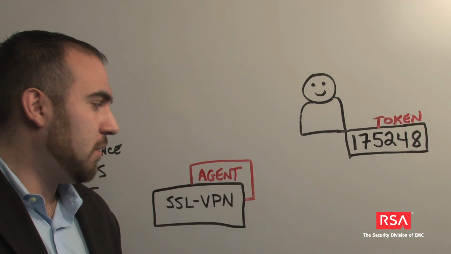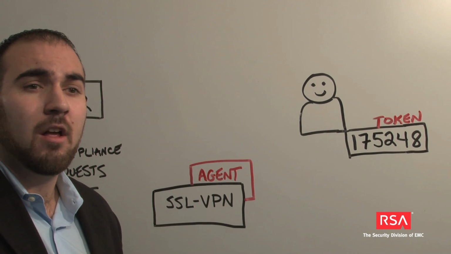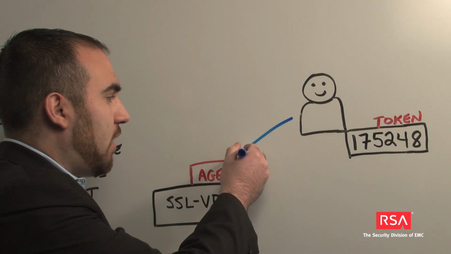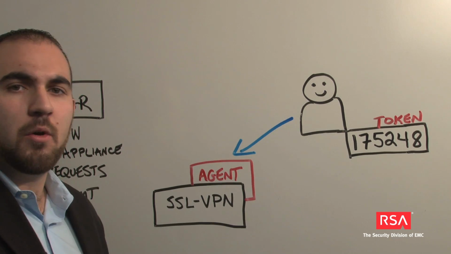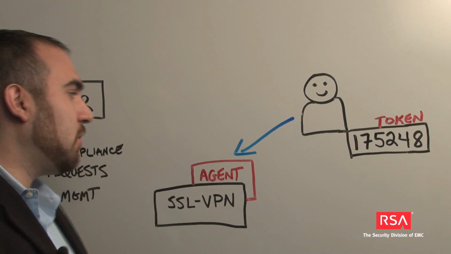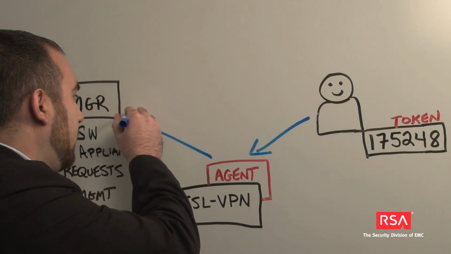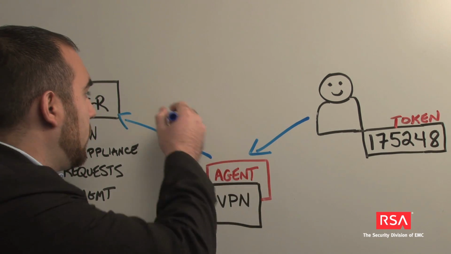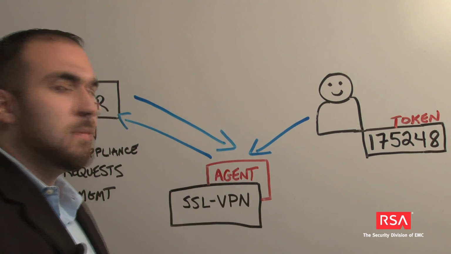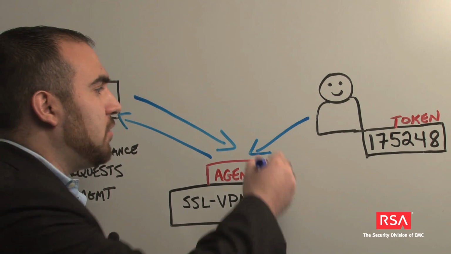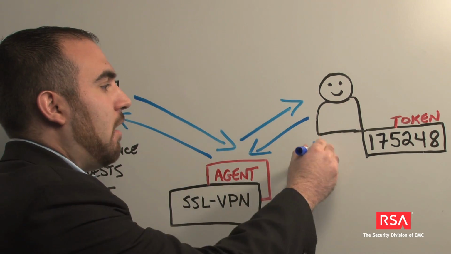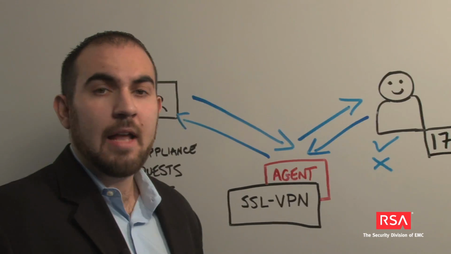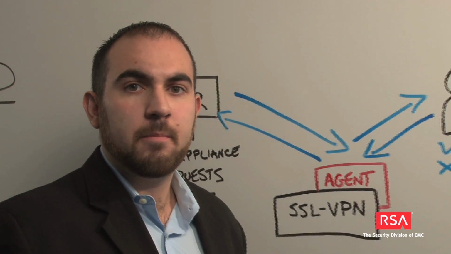So in an example where a user tries to access an SSL VPN, they'll be prompted by the agent for their credentials. The user will enter their user ID, PIN, and token code. The agent will then pass those credentials to Authentication Manager. Authentication Manager then verifies the credentials, sends a response back to the agent, and then the user is either notified whether they're allowed or denied access to that resource. Now let's get into each of these in a little bit more depth.